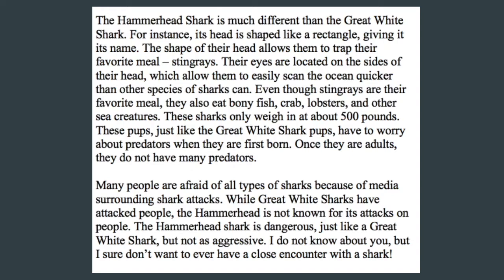These pups, just like the great white shark pups, have to worry about other predators when they are first born. Once they are adults, they do not have many predators. Many people are afraid of all types of sharks because of media surrounding shark attacks. While great white sharks have attacked people, the hammerhead is not known for its attacks on people. The hammerhead shark is dangerous, just like a great white shark, but not as aggressive. I do not know about you, but I sure don't want to ever have a close encounter with a shark.